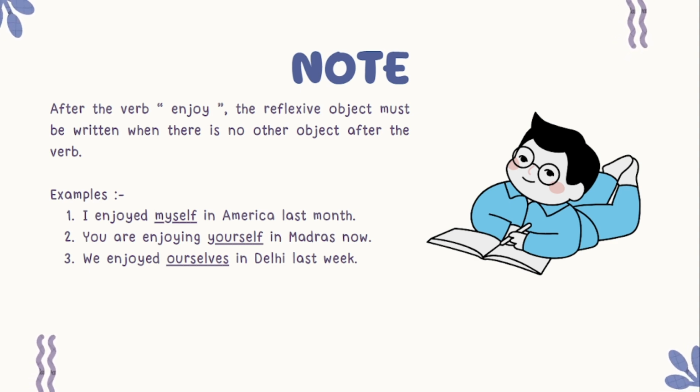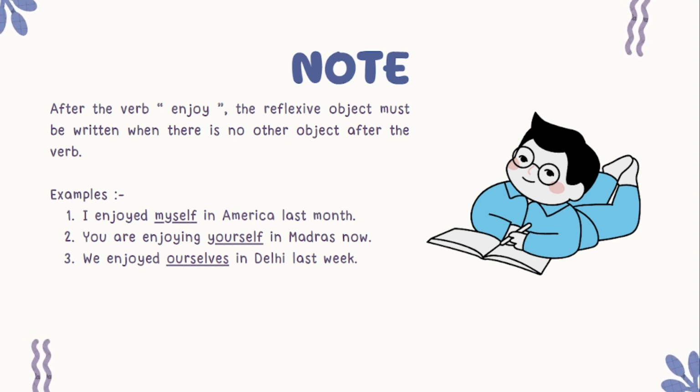Let me explain the example. First one, I enjoyed myself in America last month. In this sentence, I is the subject, enjoyed is the main verb. Then find out the object. You know how to find out the object in the sentence. Use the question words. Whom enjoyed? Answer is myself. Myself is the object. After the verb enjoy, an object must be written. Here, myself is the object.